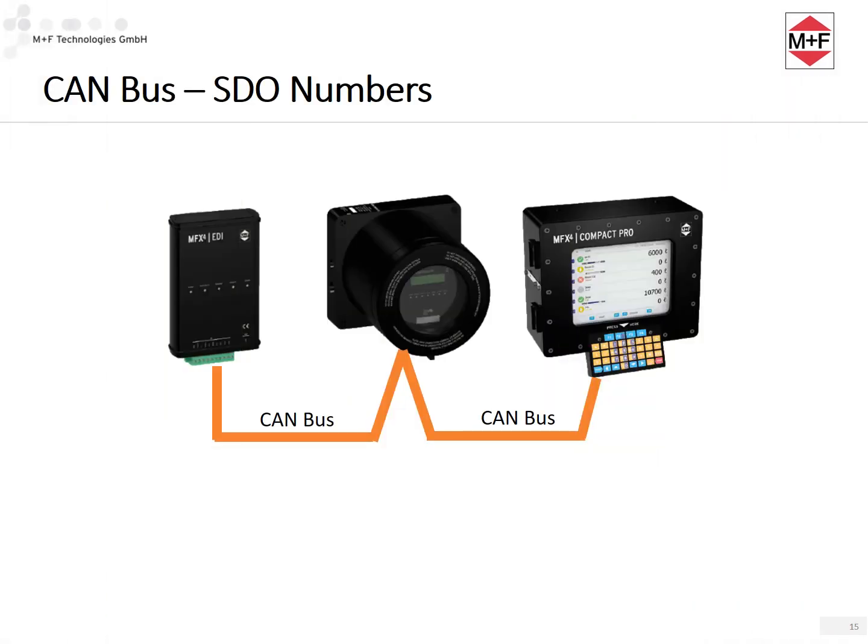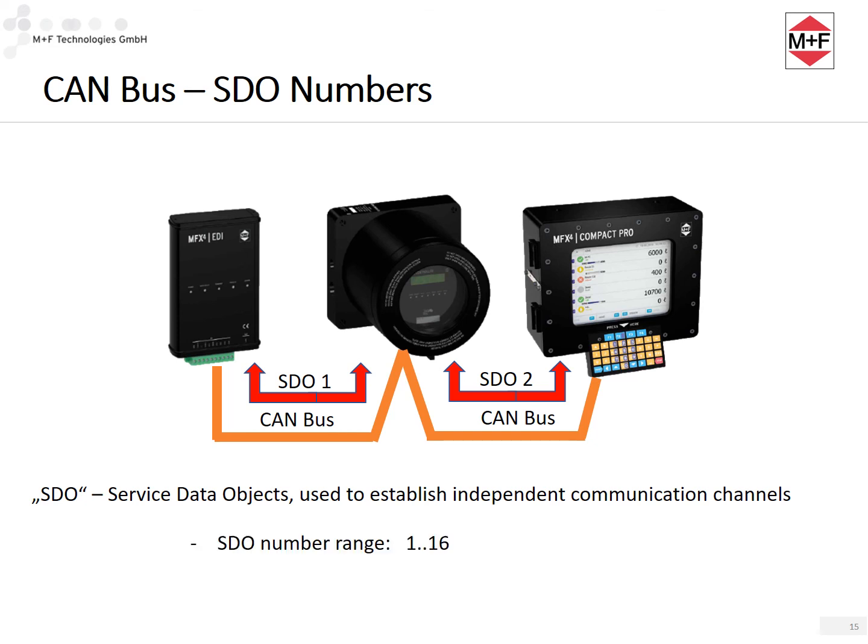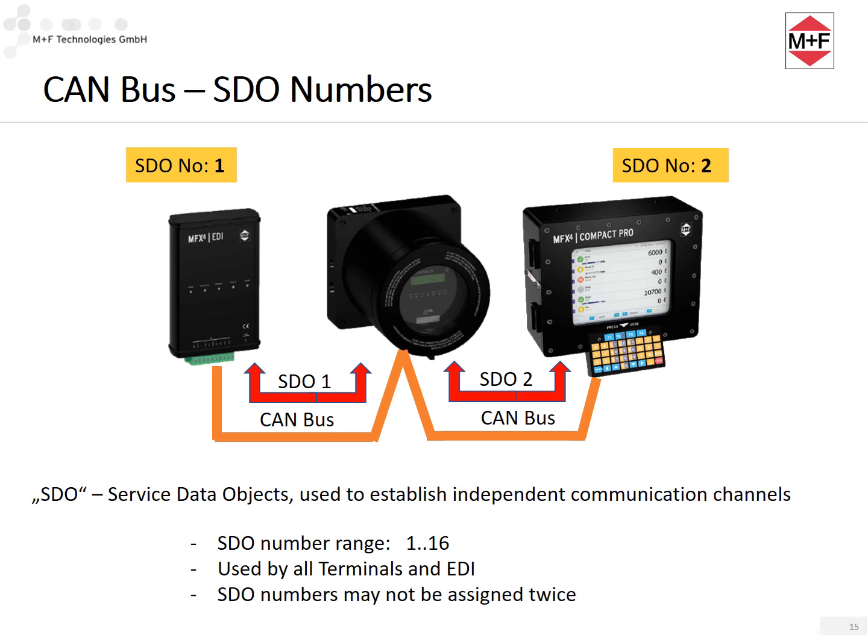SDO numbers for communication channels are used to establish parallel communications on the CAN bus. 16 SDO numbers are available. These SDO numbers are permanently assigned to the connected MFX4 EDI and terminals and must be set during commissioning. The SDO numbers must not be assigned twice.